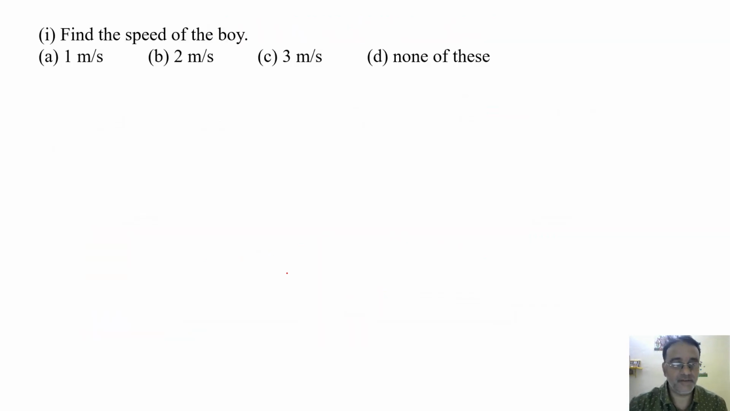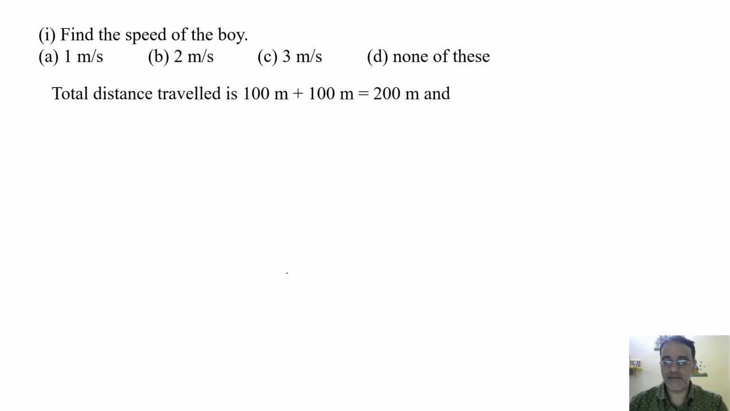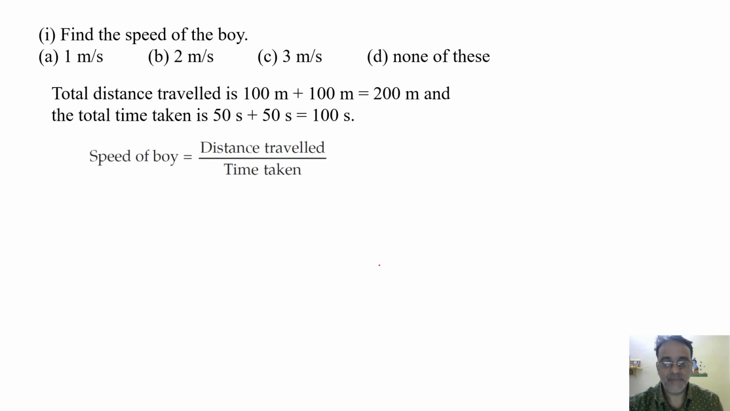Find the speed of the boy. So the formula of speed is total distance upon total time. So 100 meters to go and 100 meters to come back, so the total distance will be 100 plus 100, that is 200 meters, and the total time taken is 50 seconds to go and 50 seconds to come back, so 50 plus 50 is 100 seconds. The speed of the boy will be calculated by distance traveled upon total time taken. This is the formula, and now we'll substitute 200 upon 100, so we'll get 2 meters per second. The correct option is the second one.